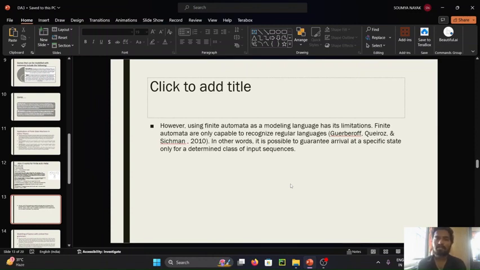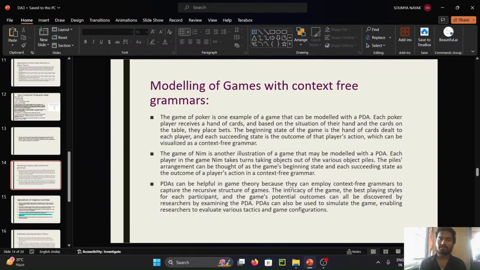After that, we'll introduce the pushdown automata, which handles context-free grammar, how we can implement that, and what the limitations of that are. After that, we'll go to the adaptive automata. So let's jump into the modeling of games with context-free grammars. Suppose we take the example of a poker game. The game of poker is one example of a game which can be modeled using pushdown automata.